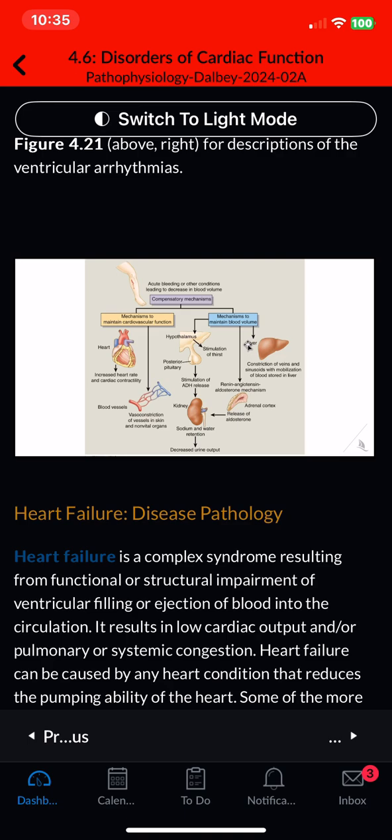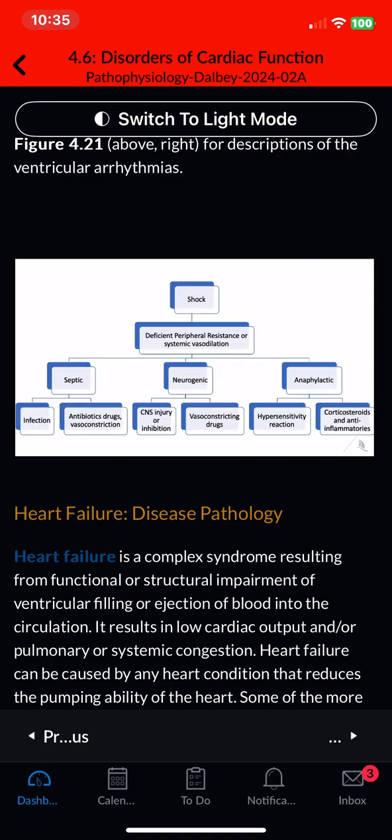Other mechanisms to maintain the blood volume. So we will have the stimulation of antidiuretic hormone. The kidneys are going to try to reabsorb sodium, have water retention, decrease the urine output. We'll also have aldosterone to reabsorb the sodium. And then there will be constriction of veins to mobilize the blood stored in the liver as well and put that into the circulation.